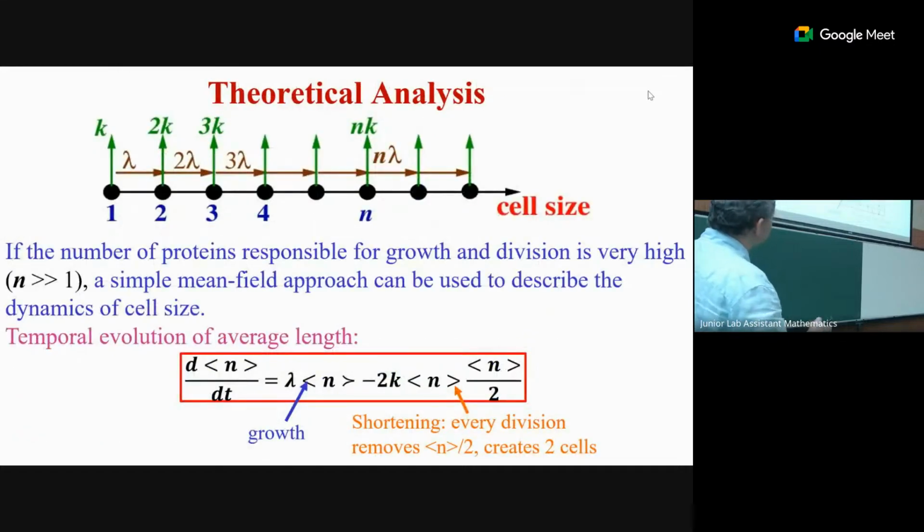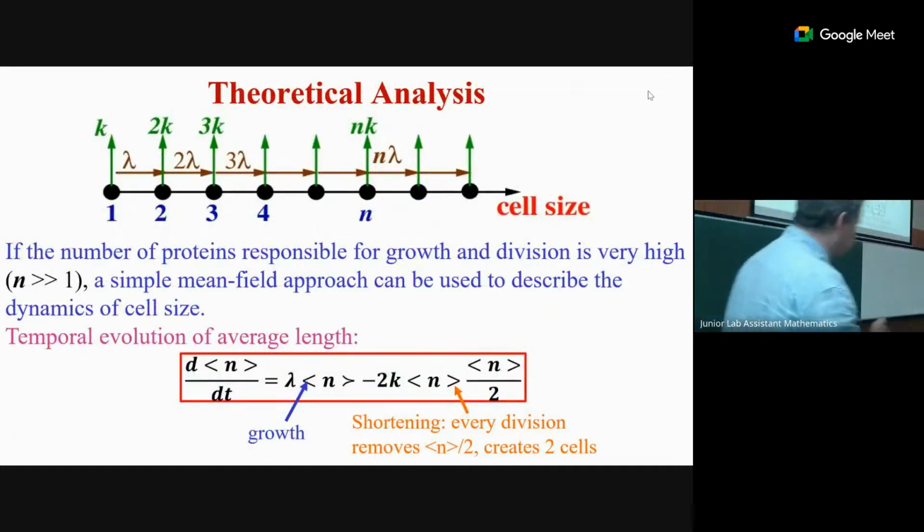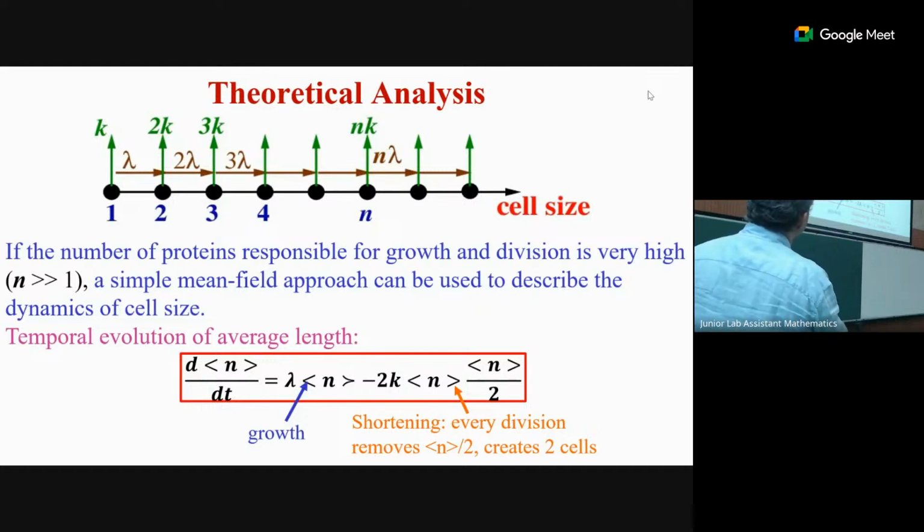Good. So we can look at this model differently. There are two ways we can do it. Let's try to do the simplest mean field approach. Okay. So again, this means average size, bracket average size. So I can write an equation for the temporal evolution of this average length, and it has these two terms. So let's try to discuss these two terms.